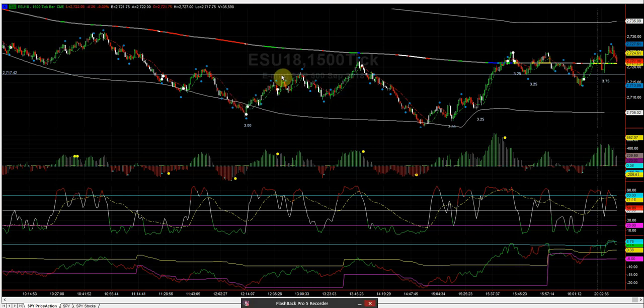Okay, this is the daily money making setups on the S&P E-mini for June 25th. We're using the 1500 tick bar chart and the processtrading.com rate edge trading system.